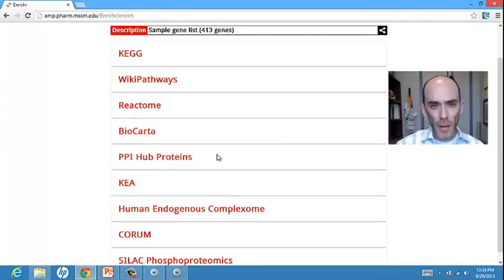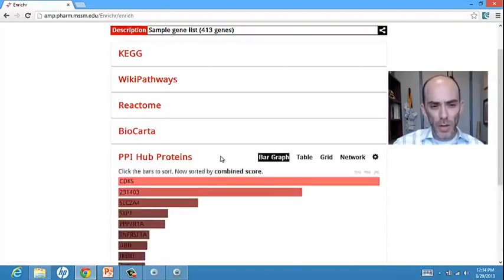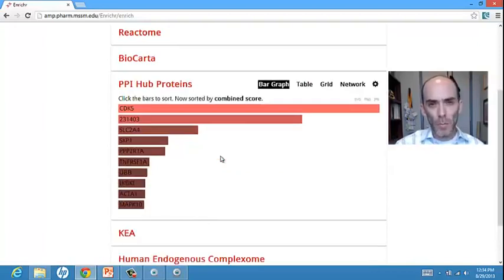The PPI Hubs proteins is a gene set library that we created from the human protein-protein interaction network, where we took only the proteins that have 50 or more known protein-protein interactions. And then on the rows in these gene set libraries are proteins that bind to those hub proteins. And in this particular example, CDK5 has the most enrichment for genes that interact with it.